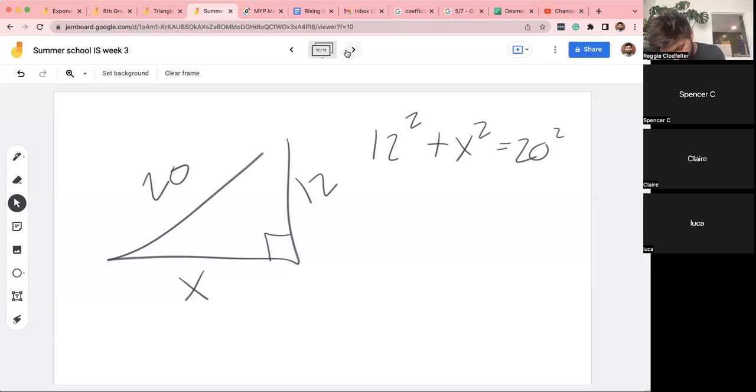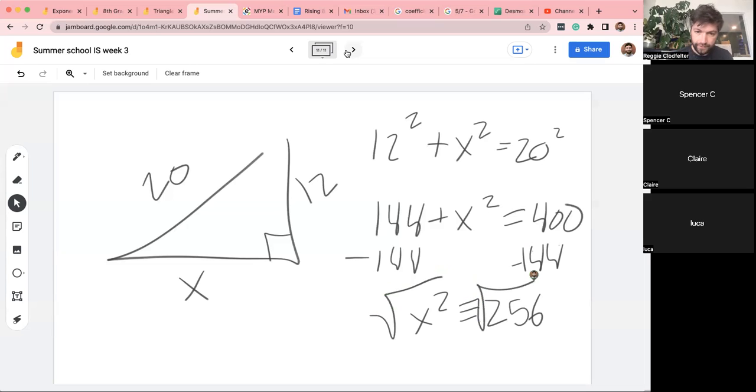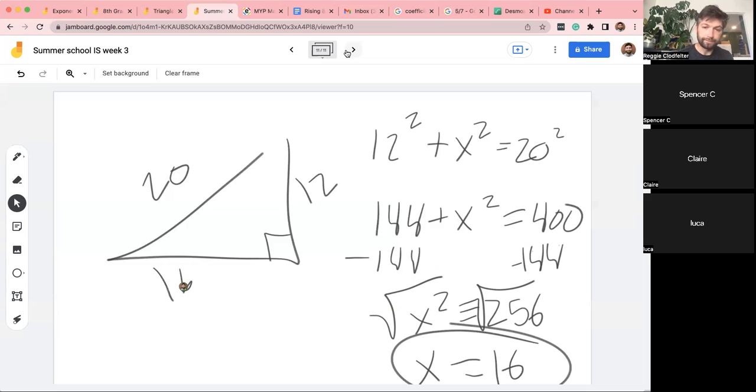So now I know that 12 squared is 144 plus X squared is going to equal 20 times itself, which is 400. So 144 plus X squared equals 400. Now I need to subtract 144 from both sides, and I get that X squared equals 256. Okay, now my missing side is not 256, it's the square root of 256. So I square root both sides. The square root of X squared is, of course, X. The square root of 256 is 16. So that tells me that my missing side is 16. And that's it. That's how I use the Pythagorean theorem to find missing sides in a right triangle.